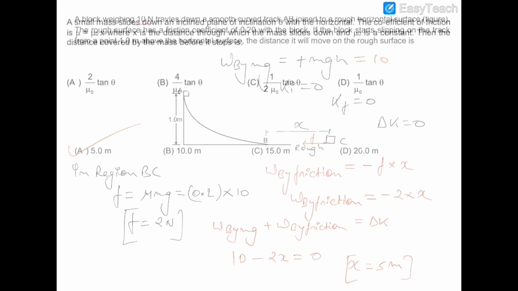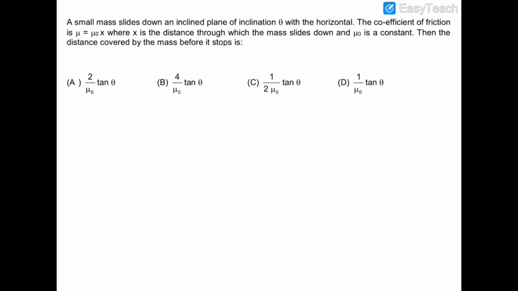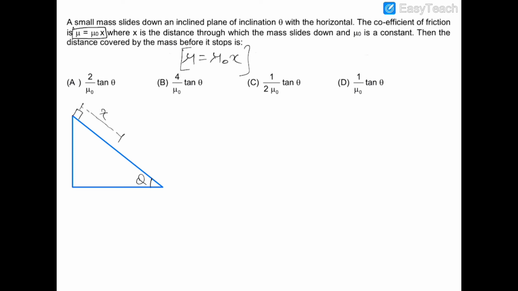Now we move on to the next question. In this question, there is an inclined plane. I am drawing that inclined plane, and there is a block which is kept over this inclined plane. This block is being released from rest from the top of the inclined plane, and the inclination angle of this inclined plane is theta. The coefficient of friction of this inclined plane is mu equal to mu naught into x, and it is a variable one, as it depends on x, which is the distance from the starting point which the block has moved.